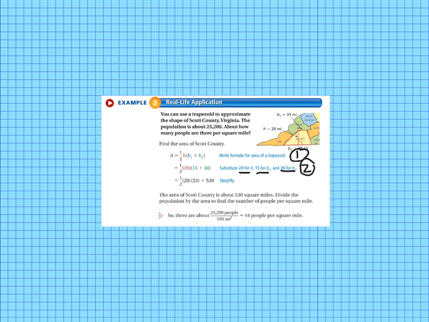So that was step 2. Step 3 is you are going to add and multiply. So you're going to simplify to find the area of Scott County, which is about 530 square miles. And then you have a step 4, which is down here, and that says divide the population by the area to find the number of people per square mile. So that's step 4.